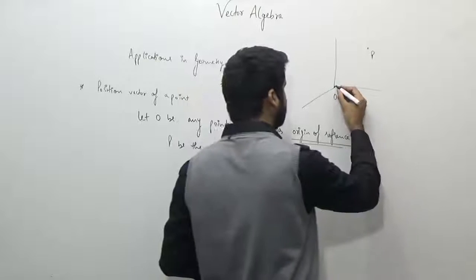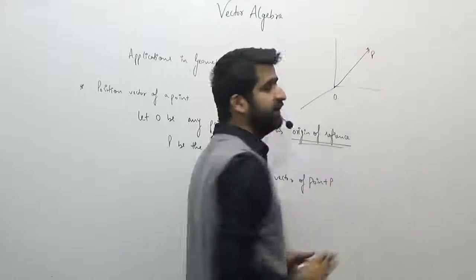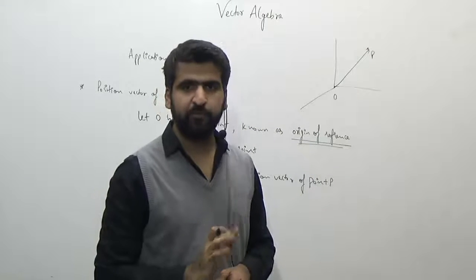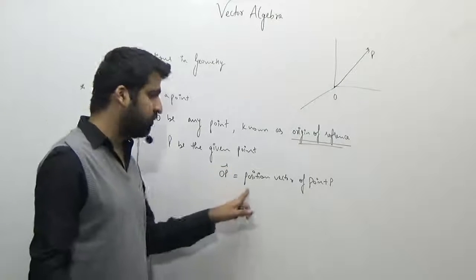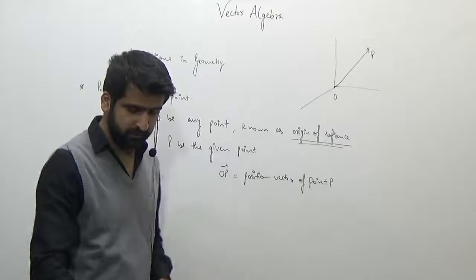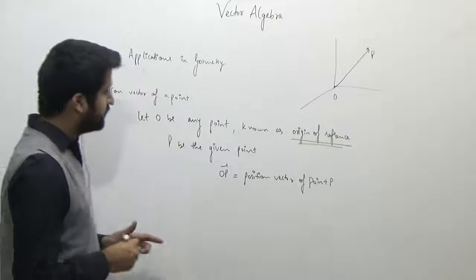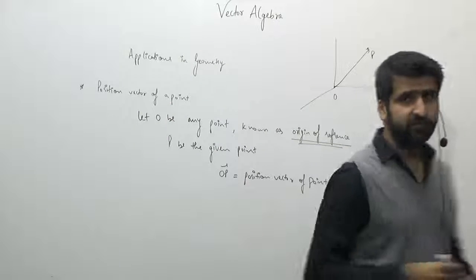Then how will I find it? I'll just join O and P, and this OP vector will give you the position vector of point P, right? So it is written here, P be the given point, then the OP vector will give you the position vector of the point P. So that is one of the applications. But note one thing, this origin of reference should be fixed over here.